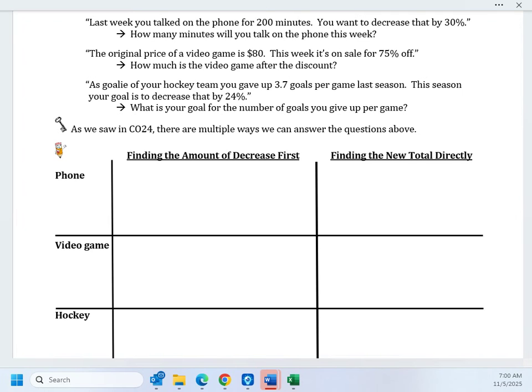That's a big one that I use all the time when I'm shopping and I see stuff on sale. Is it a good enough sale that I want to buy this? I need to figure out what the new price is going to be. Or how about as a goalie of your hockey team, you gave up 3.7 goals per game last season. This season, your goal is to decrease that by 24%. So what is your goal for the number of goals you give up per game? Well, as we saw in CO24, there are multiple ways we can answer the questions above.